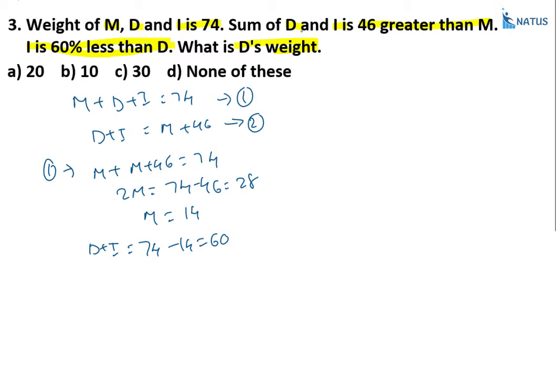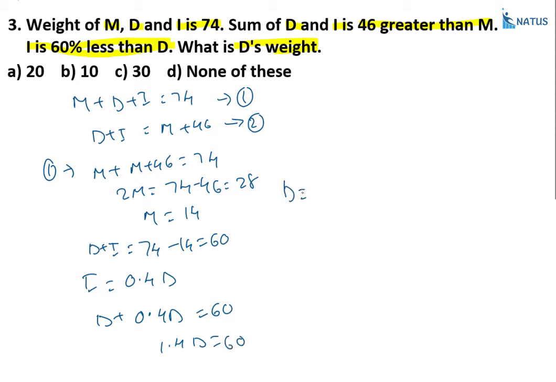Now what is the relation between D and I? Here I is 60% less than D, or not? So suppose what is I? I is equal to 60% less than D, that is equal to 0.4 D. Now you will substitute the value of I in this equation, then you get the value of D. So D plus 0.4 D is equal to 60. 1.4 D is equal to 60.